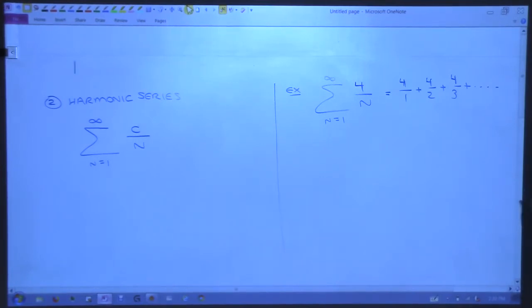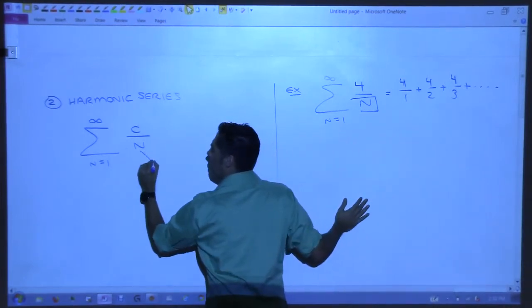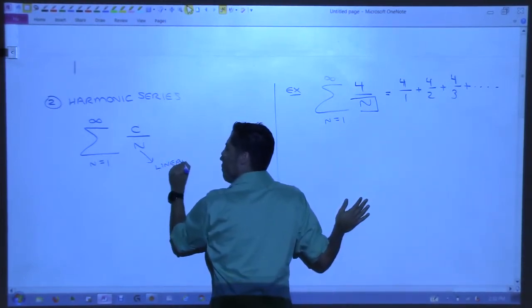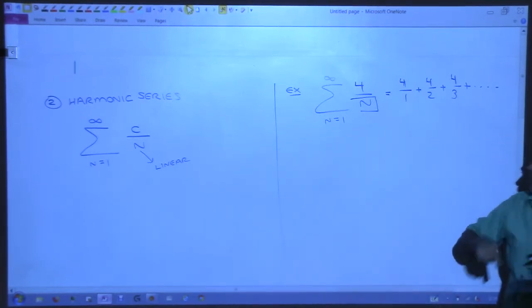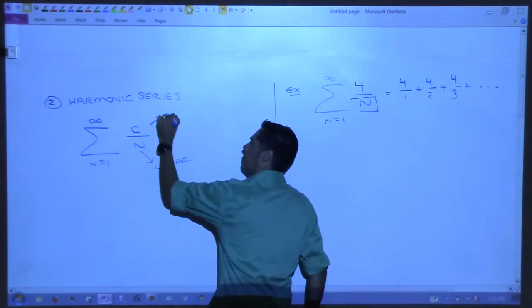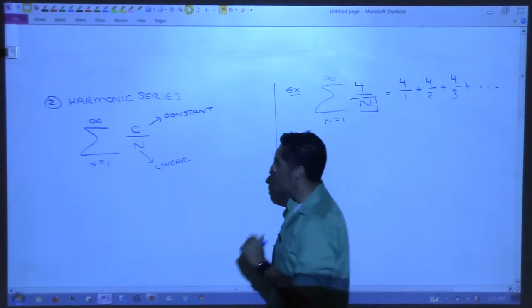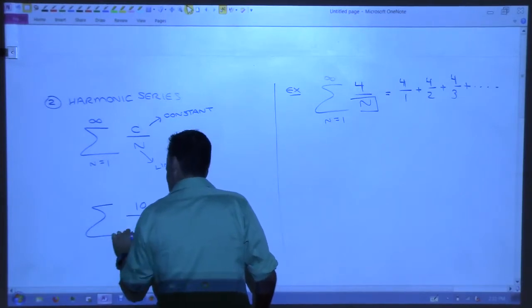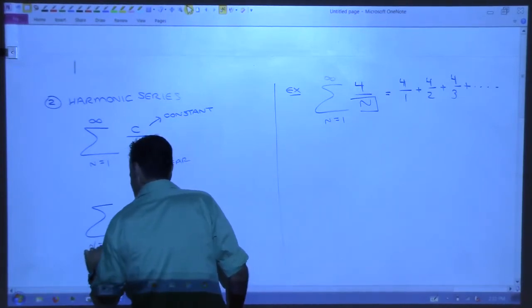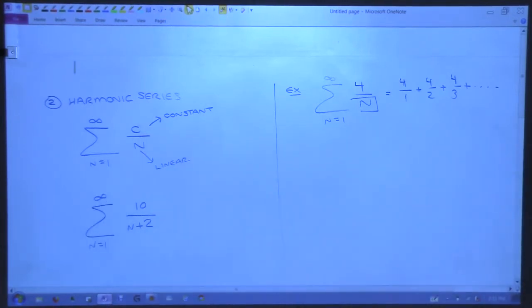So what you're looking for with a harmonic is really that the denominator is linear. Do you see that that's a linear function of n? It's to the first power, n to the first power, and that the numerator is a constant. That's what makes it harmonic. All right, so I'll give you another example here. What about 10 over n plus 2, n equals 1 to infinity? Would that be harmonic? Yes, that is harmonic.